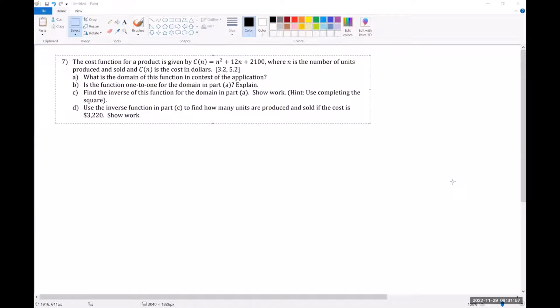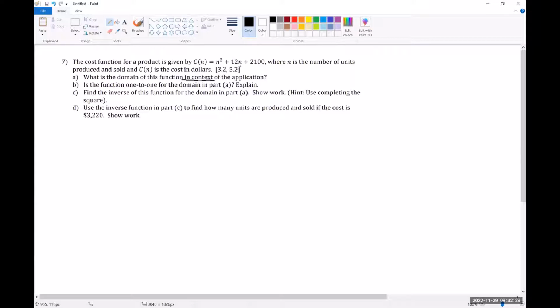All right, so here's the next problem for us to do. It says the cost function for a product is given by that quadratic, where n is the number of units produced and sold, and C of n is the cost in dollars. Okay, A, what is the domain?